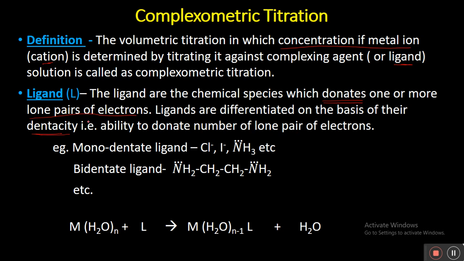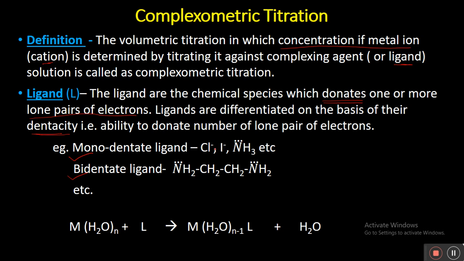When a ligand donates one lone pair of electrons, then it is called a monodentate ligand. Two lone pairs of electrons, then it is called a bidentate ligand. Three lone pairs, it is tridentate. Four, tetradentate, and so on.